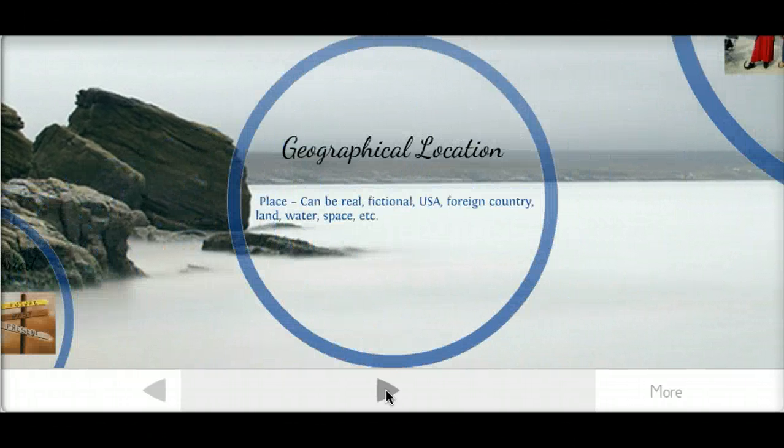The next technique that authors use is geographical location. Where is the story going to take place? Well, it can be in a real setting, a fictional setting. It could be in the USA, it could be in a foreign country. They could make the setting just be on land, on water, in space, etc.